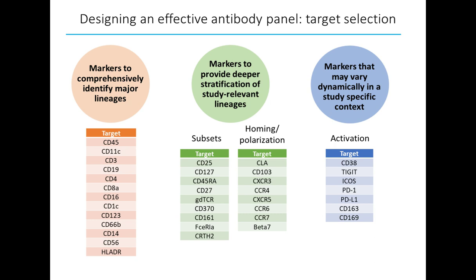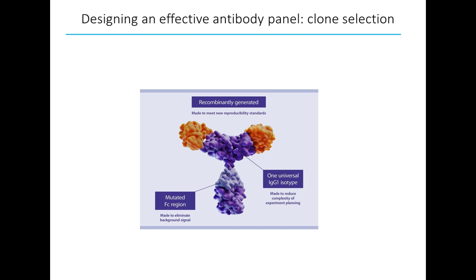And then we had this final set of markers that we think also provide some additional subset stratification, but also we expect are going to potentially vary dynamically in the context of inflammatory immune responses. And so having put together this list of potential targets that we think are going to be informative in this context, the next step is identifying antibodies against these targets. And there are several considerations in picking antibodies.